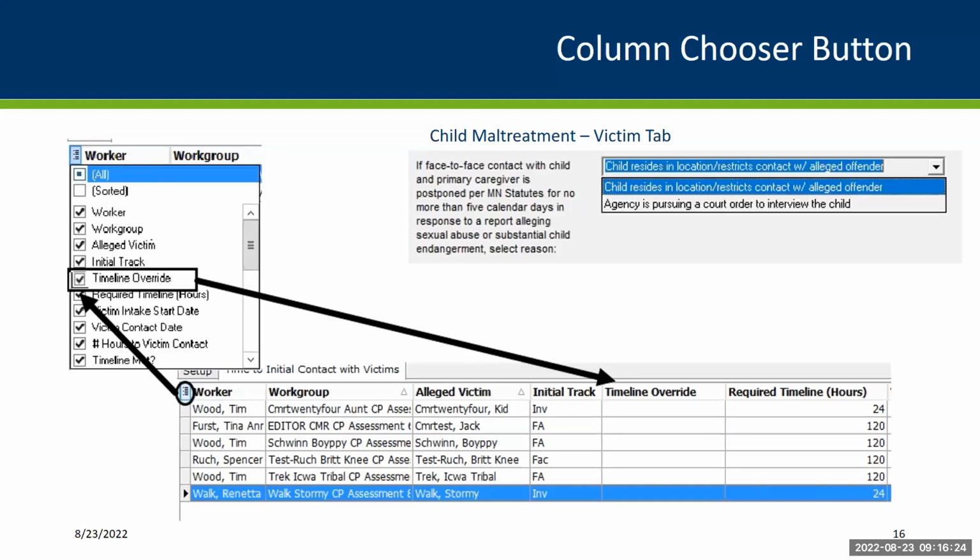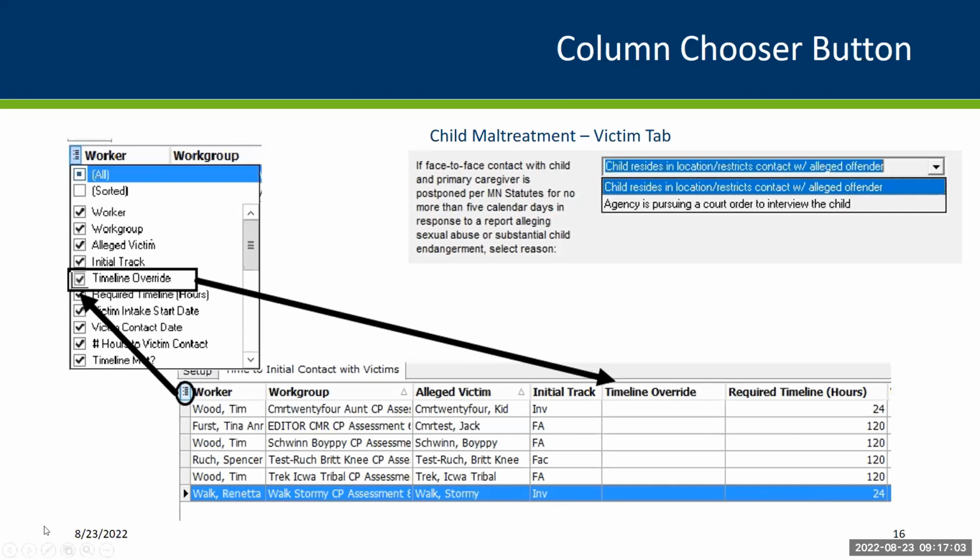You can then use sorts and filters just like you usually would, using the grid options menu, if you want to review those that have an override noted. The new column will be blank, or it will show a yes if there's an eligible timeline override in the child maltreatment report. And remember, I have a little screenshot there at the top right. If a timeline override was entered, it's entered on the victim tab of the child maltreatment report.